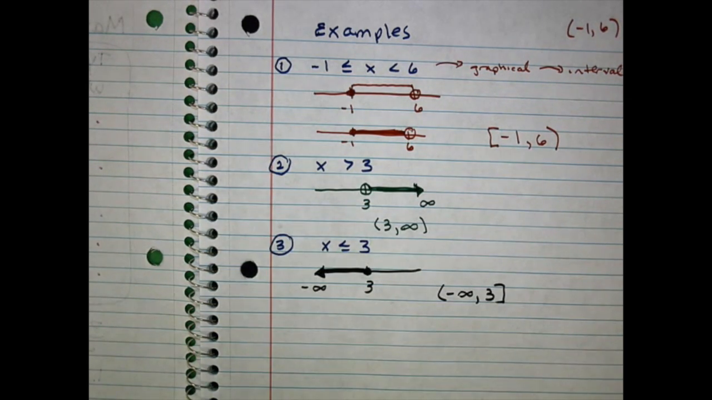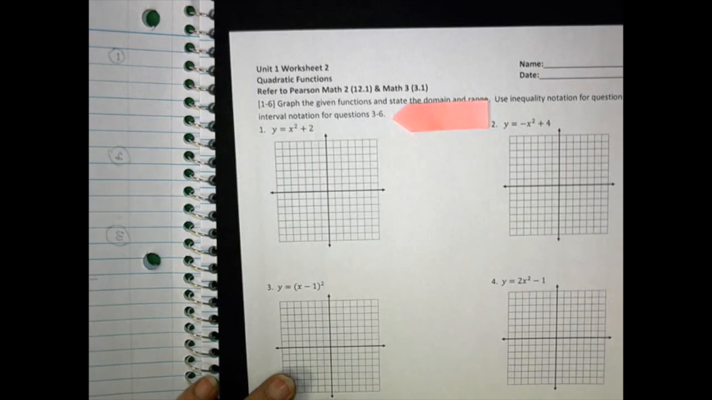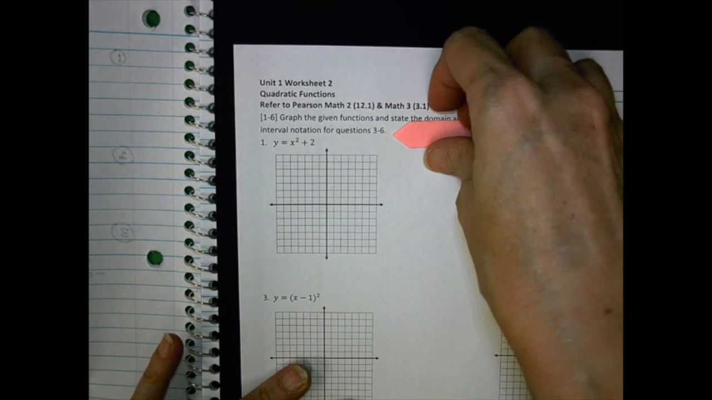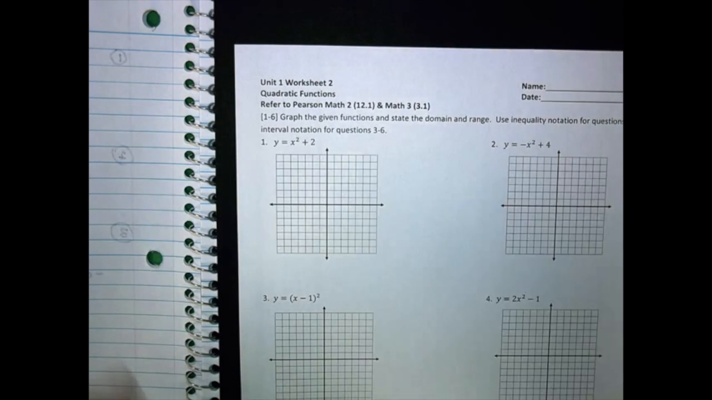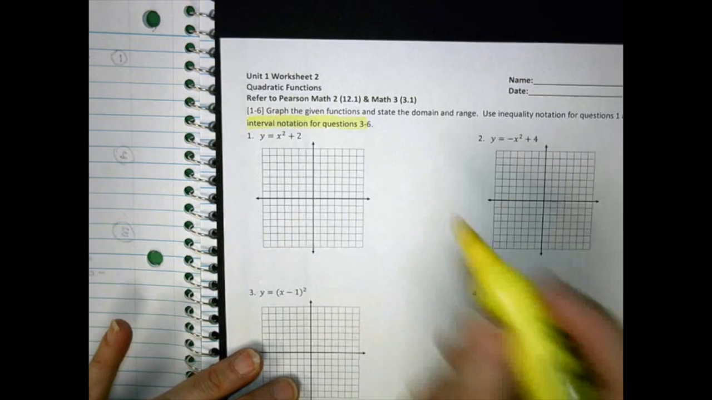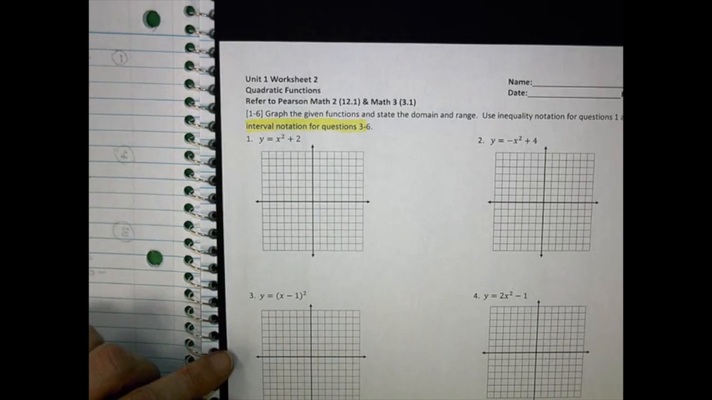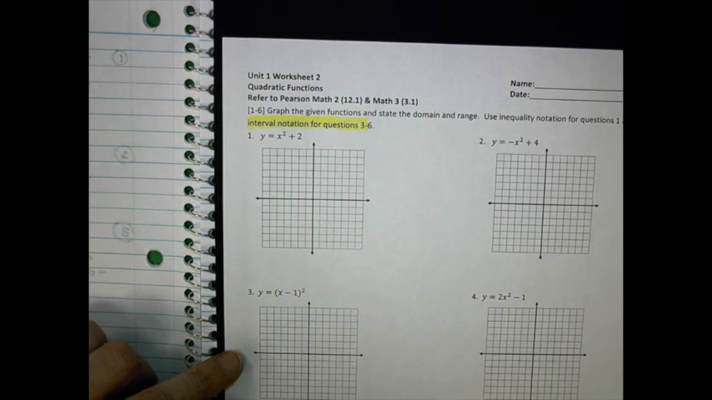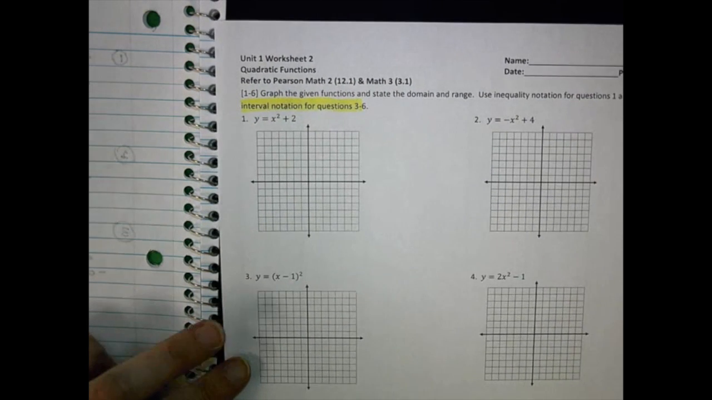Let's look at a few spots on the worksheets that ask for interval notation, just so you can see where those come from. The first time you run into it is in worksheet 2. It actually says use interval notation right here for problems 3 through 6 to state the domain and range. So you get inequality notation for the first couple, just something they're more familiar with while they're grappling with the idea of domain and range. But by the time you get to 3, you're going to want to be writing domain and range in interval notation. We'll go ahead and do 3.